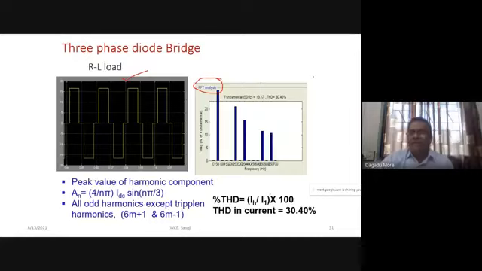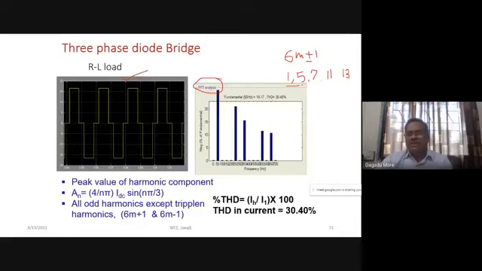Particularly, it contains the harmonics of 6m plus minus 1, where m is any integer: 0, 1, 2, 3. So what harmonics are present here? First is the fundamental, when m equals 0. Then m equals 1, so 6 minus 1 is 5, 6 plus 1 is 7. Then we have the 11th and the 13th. So these are the harmonics present.